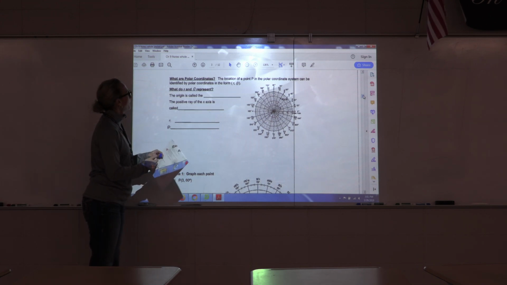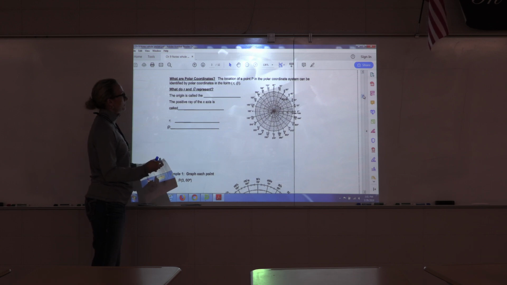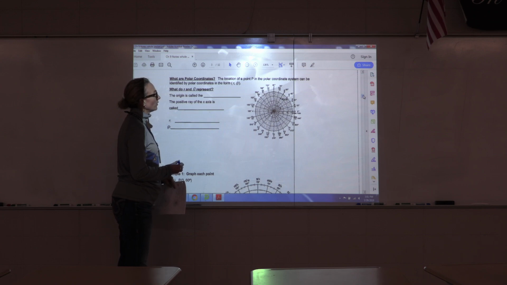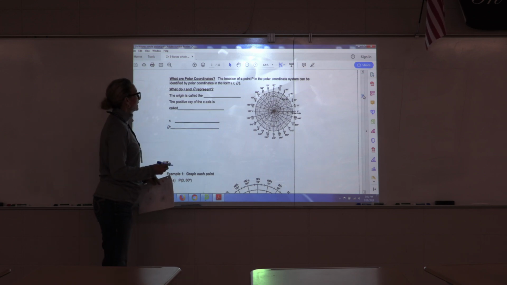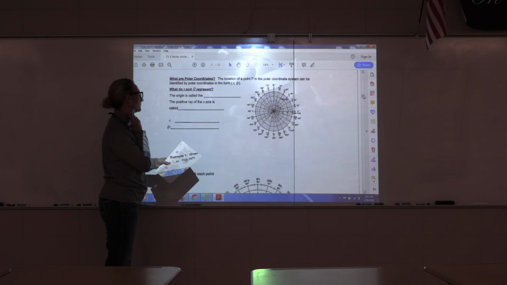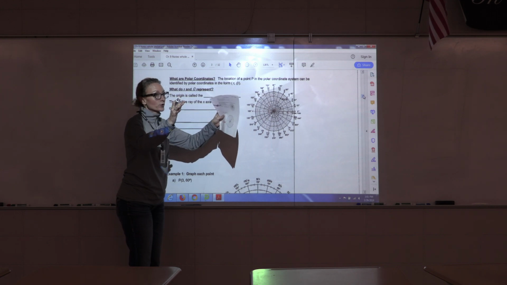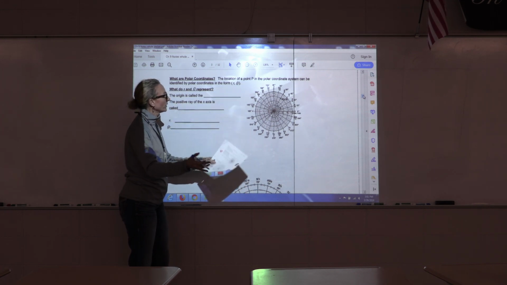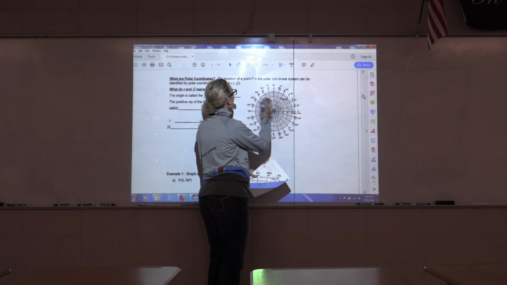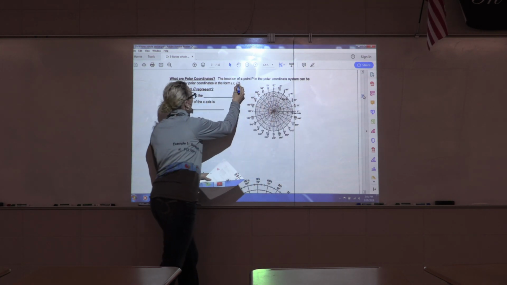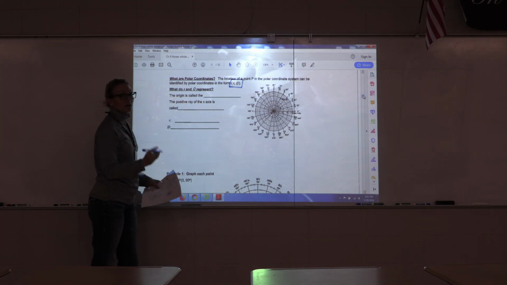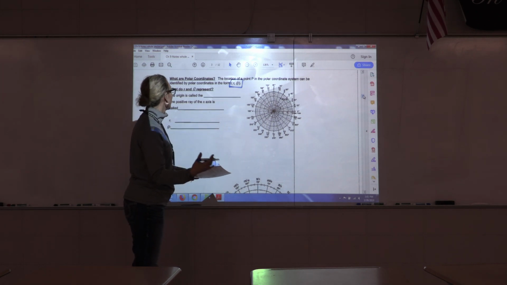All right, first of all, what are polar coordinates? The location of a point P in the polar coordinate system can be identified by the polar coordinates in the form r, theta. So when we write an ordered pair, we don't call it an ordered pair. We call it the polar point or the polar coordinates. It's not x, y. It is r, theta. Again, theta represents an angle.